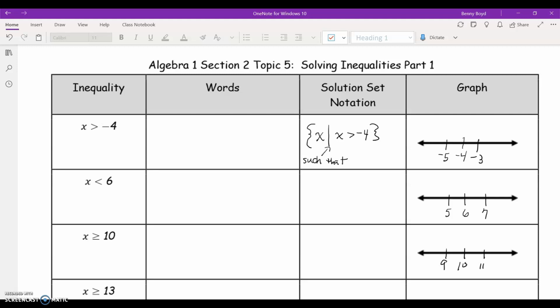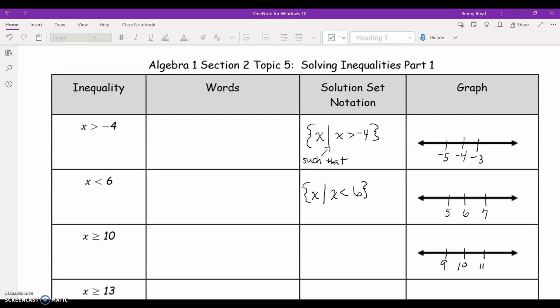Okay, so let's try this with the next one down. x is less than 6, so I would write that as the set of x such that x is less than 6. So using this language is just another way of showing where the solution set is. And again, solutions are all the numbers that make this inequality true.